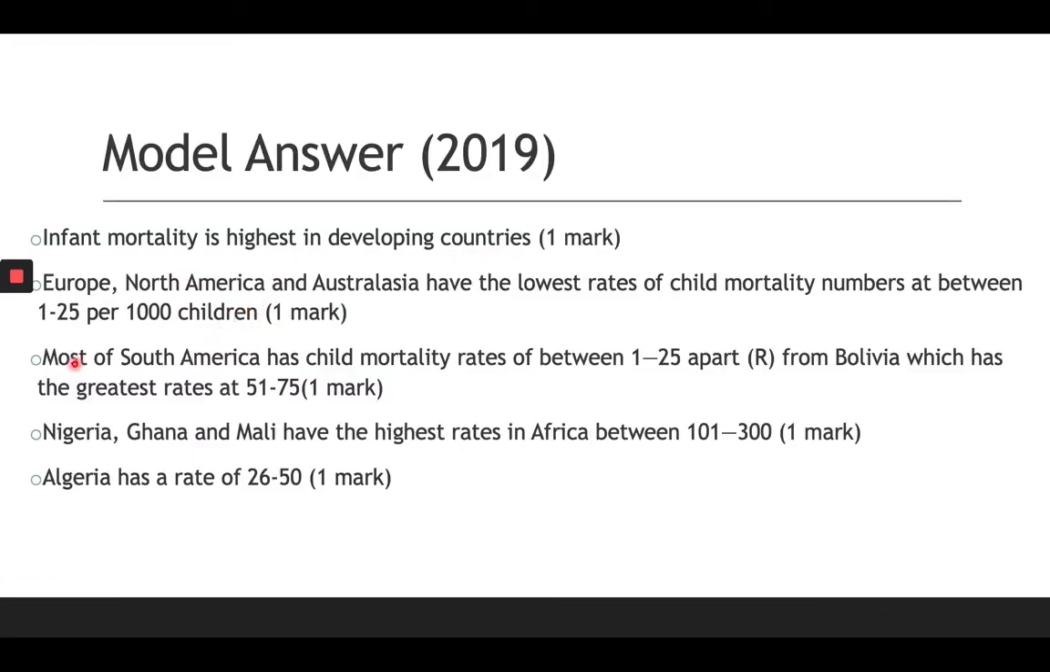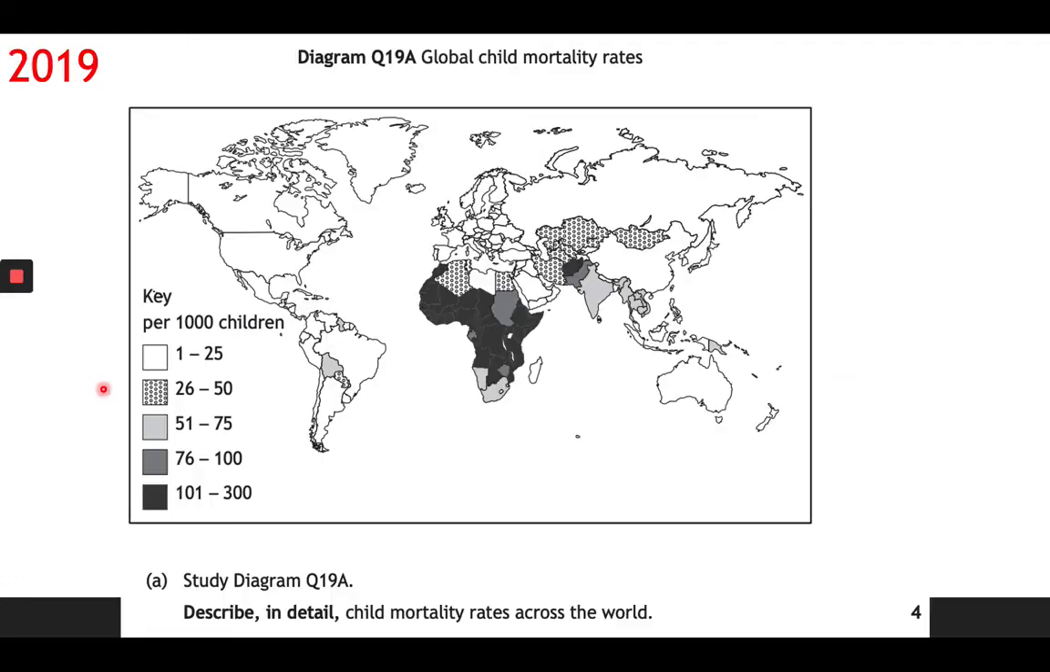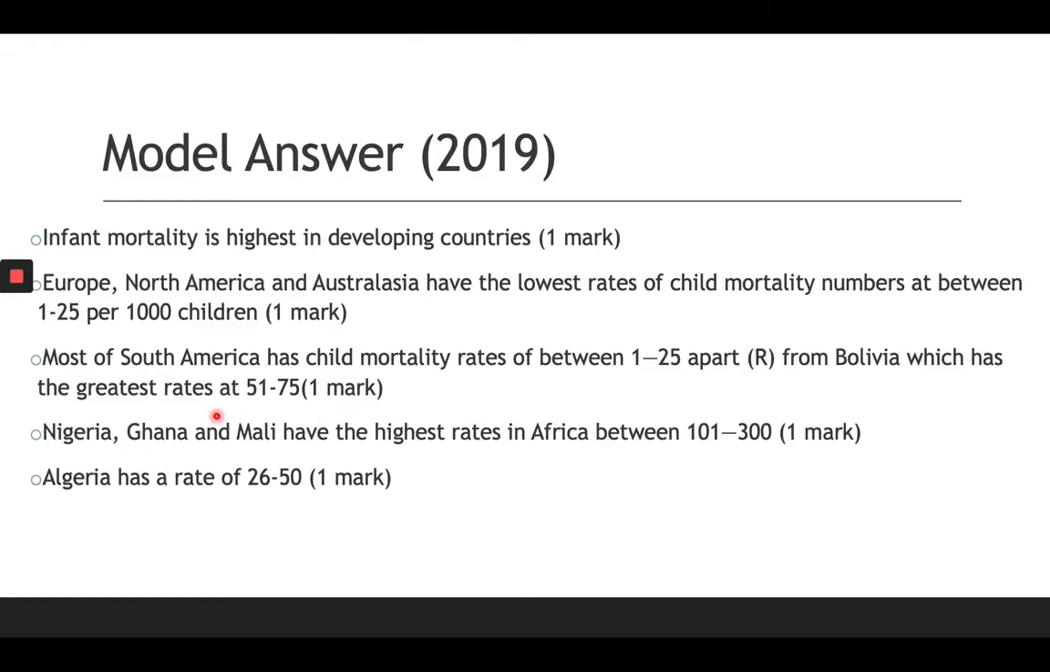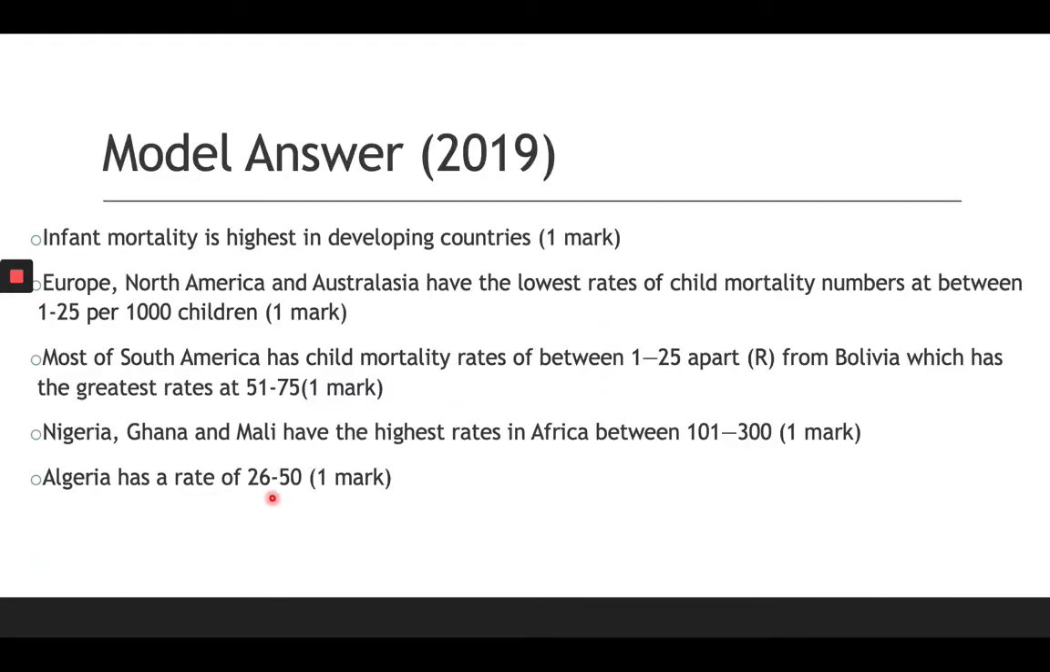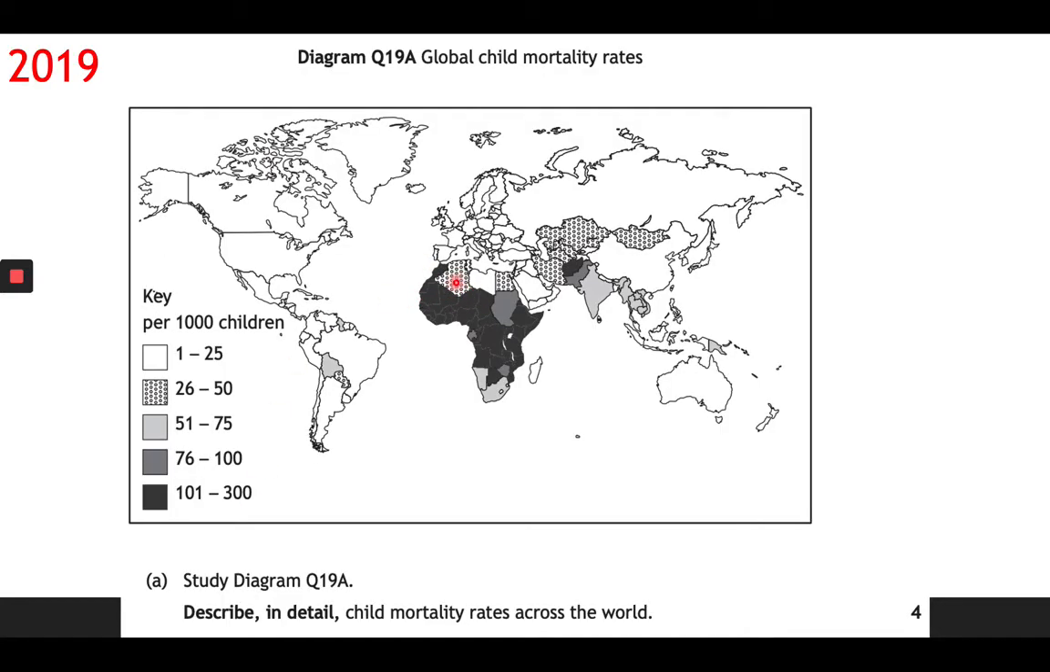The next one is most of South America has child mortality rates between 1 and 25. There's a wee R here because that's a repeat. We've already mentioned that up here, so we won't get a mark from that. Apart from Bolivia, which is the greatest rate at 51 to 75. So we've got Bolivia in here who's got that high rate. Nigeria, Ghana and Mali have the highest rates of between 101 and 300. Again, if you look at this part of the map here, that's correct. And then Algeria is the kind of exception in Africa. So they've got a rate of 26 to 50. And if you look there, there's Algeria there, and theirs is slightly lower than this part of Africa in there.